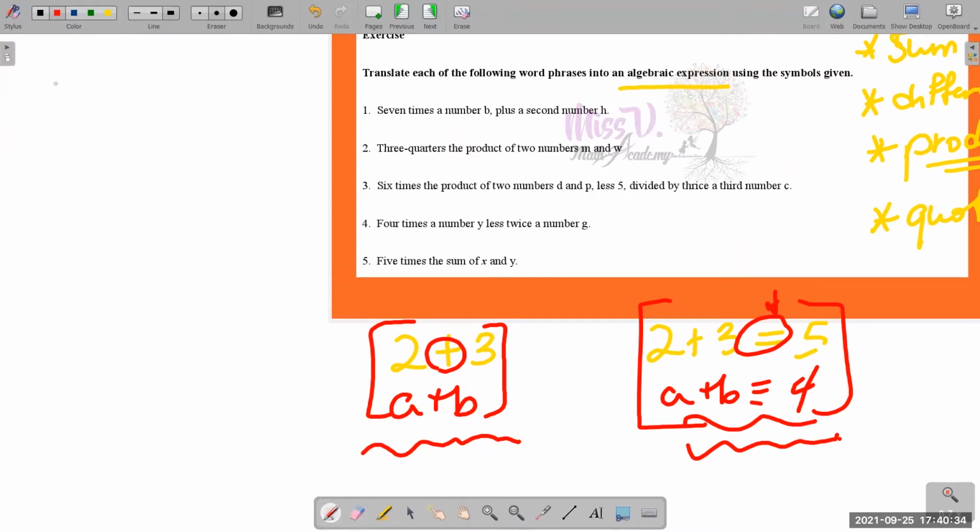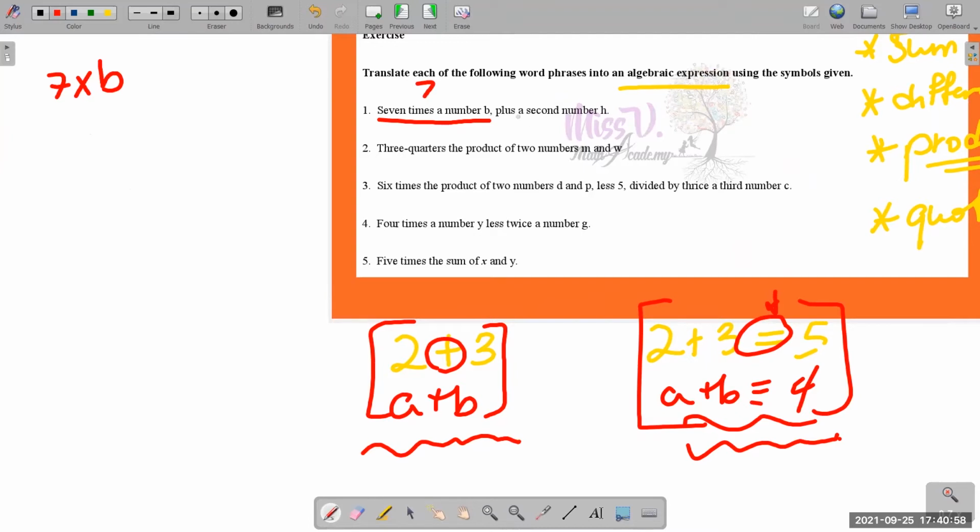If I ask you for 7 times a number, let's choose any letter. Let's choose M. So it says 7 times a number B. That's the first section. How do we represent 7 times a number B? You see, I go on and choose M. Who told me to choose M? They already told me what the letter is. They asked for 7 times a number B. So I should write 7 times B.